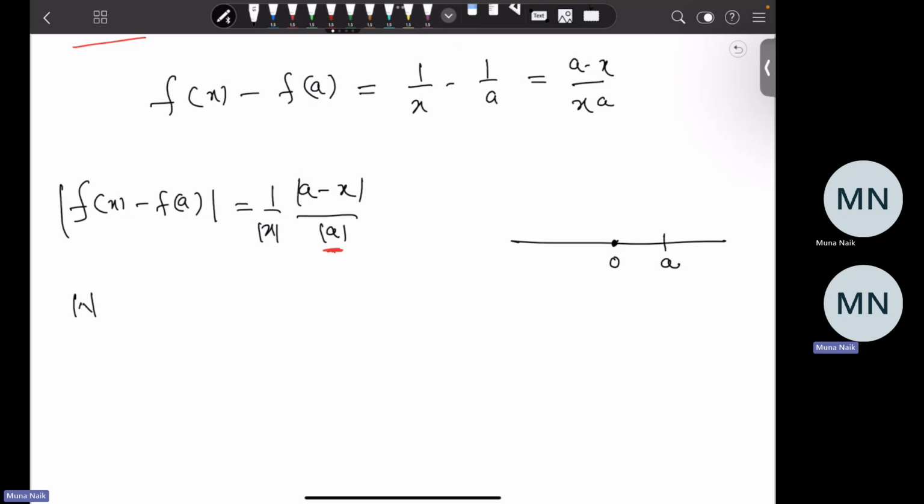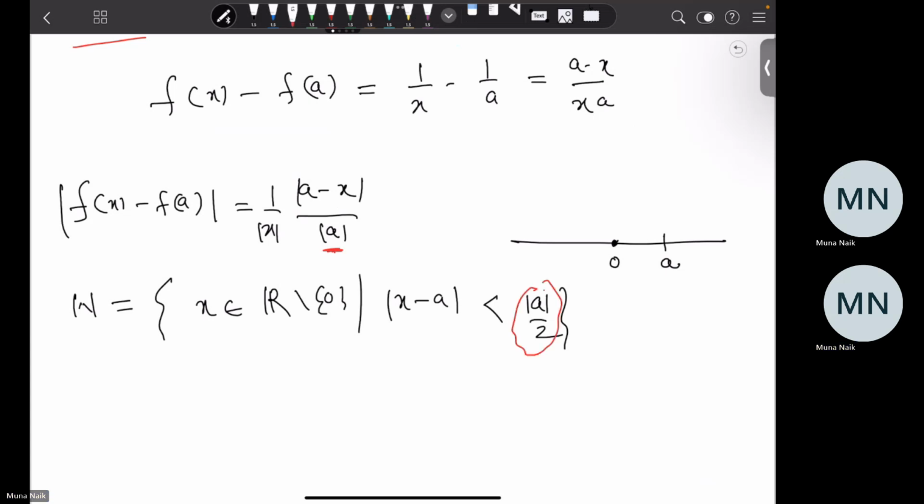In your real analysis course, you take this neighborhood W, which is the set of x belonging to R minus 0 such that mod of x minus a is less than mod of a by 2. So this is the mod a by 2 neighborhood. In place of mod a by 2, you can take any delta where delta is less than mod a. From geometry, it is clear. If delta is less than mod a, then mod x will be greater than some positive number.